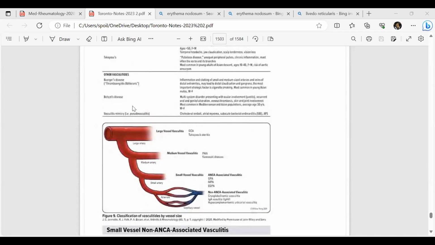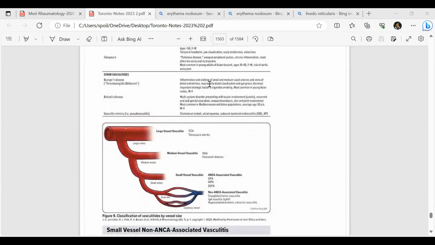And the others are Behcet's disease and Buerger's disease, and pseudovasculitis. I cannot read the word, but it's pseudovasculitis.